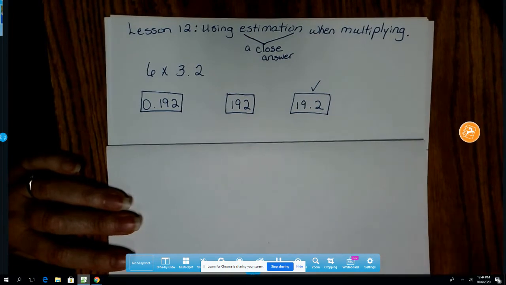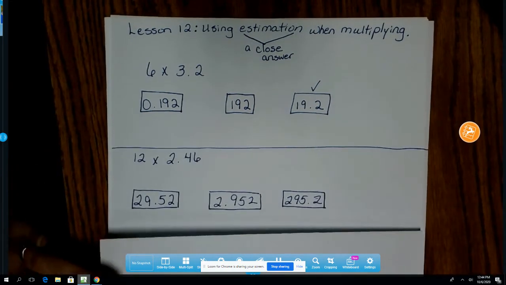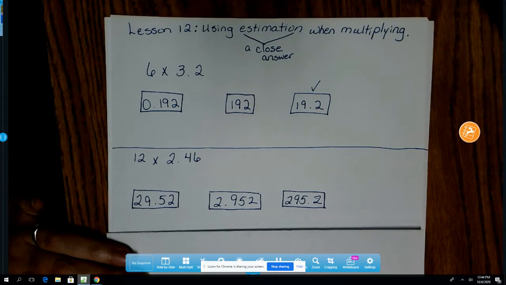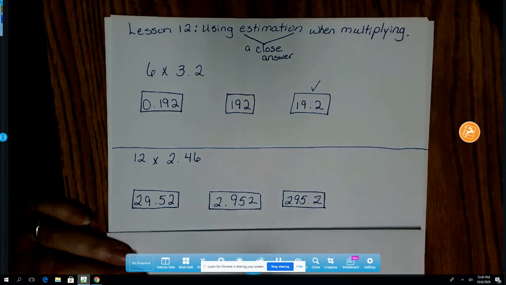So now I have another problem with some choices, and I want you to pause and come up with your answer for this. What do you think would be a good estimation for this problem? Come back when you found your answer and we'll compare.